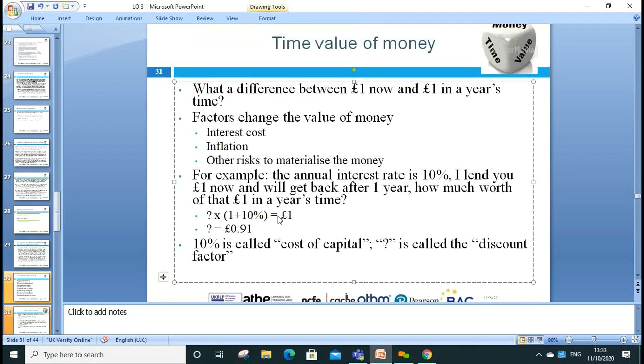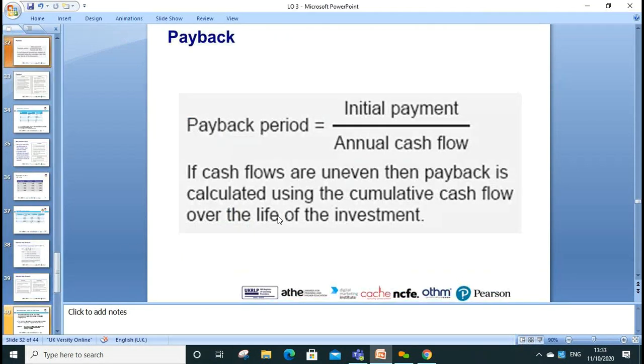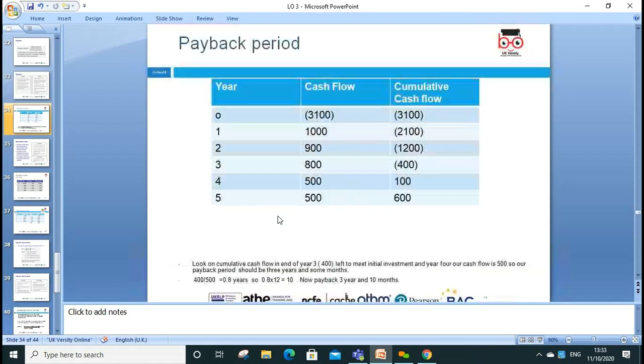Time value of money is a concept where a pound today is worth more than a pound you will get in the future. That's why we discount it, so we can look at the value of the future money which we'll get. The payback period is the initial investment divided by annual cash flows, which we'll go through. It's quite easy to understand: what you invest, how long it will take you. The drawback is that it doesn't keep in mind the value of money, it ignores the value of money. That's the key disadvantage of this method.